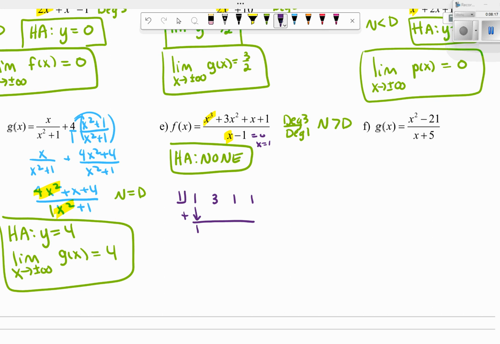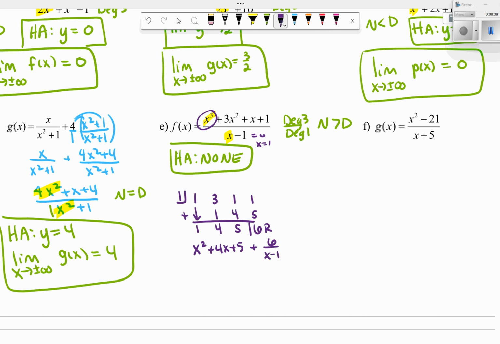Bring down that first term. 1 times 1 is 1. Add these together to get 4. 4 times 1 is 4. Add these together to get 5. 5 times 1 is 5. Add these together to get 6, and that's your remainder. So if this is a degree 3, that means this starts off with degree 2. So this would be x squared plus 4x plus 5 and plus 6 over x minus 1 is how we used to write that.